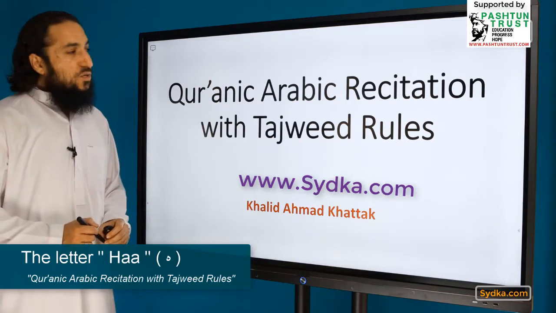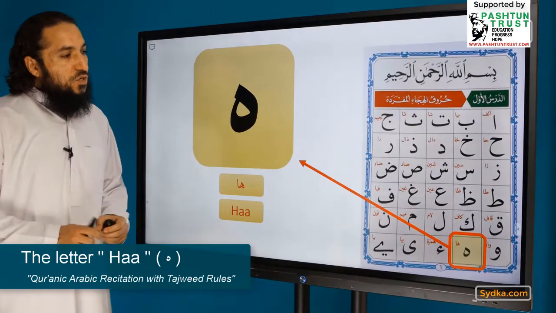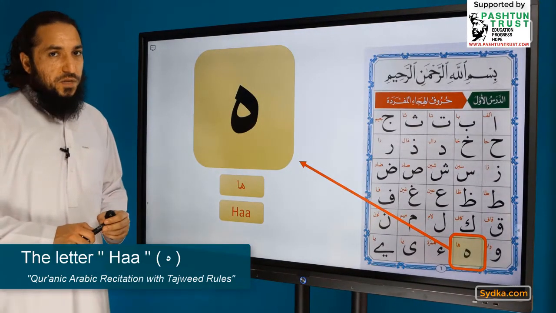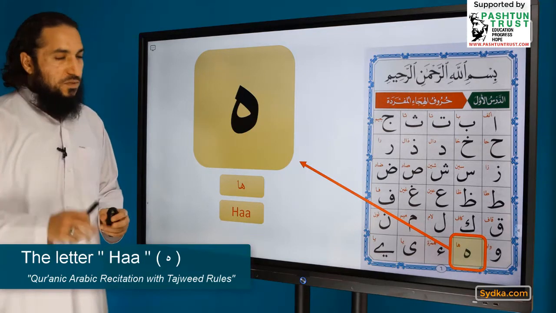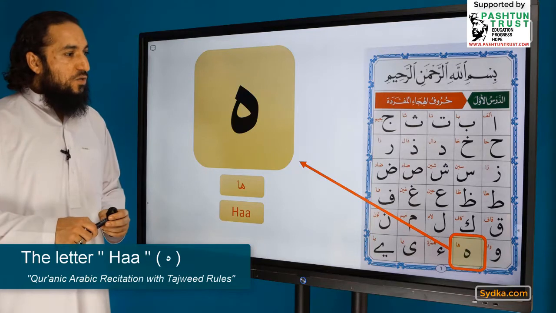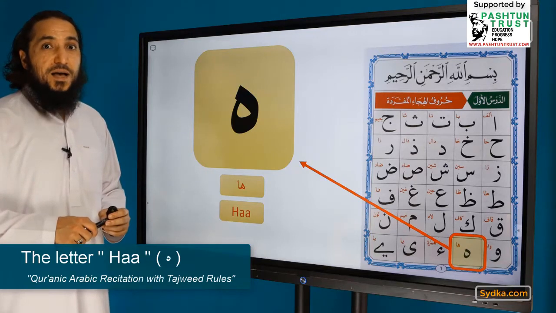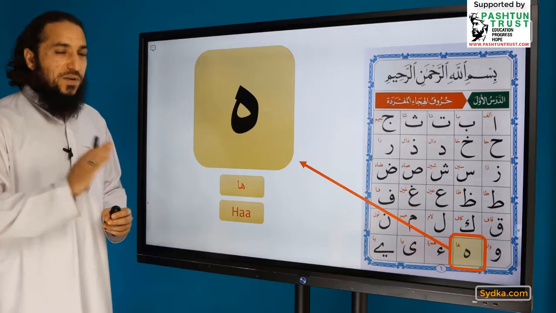Welcome back to another session of Qur'anic Arabic Recitation with Tajweed Rules. In this session we will be studying another letter of the Arabic alphabet, and that is called Ha. It's different than the other Ha. This one has another articulation point, and this is called Ha. And the sound is Ah, the second part of Ah.